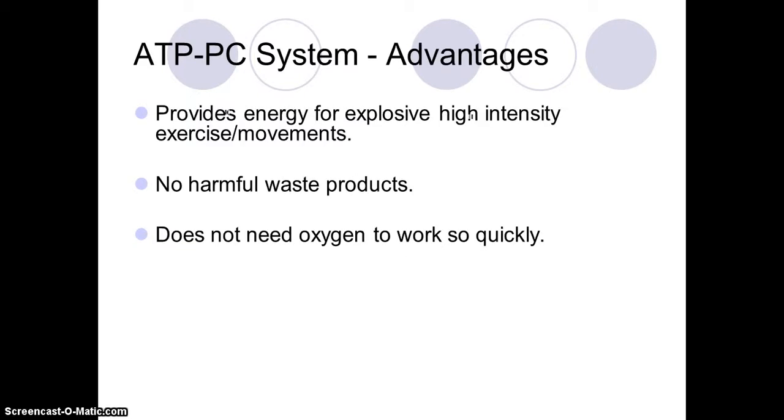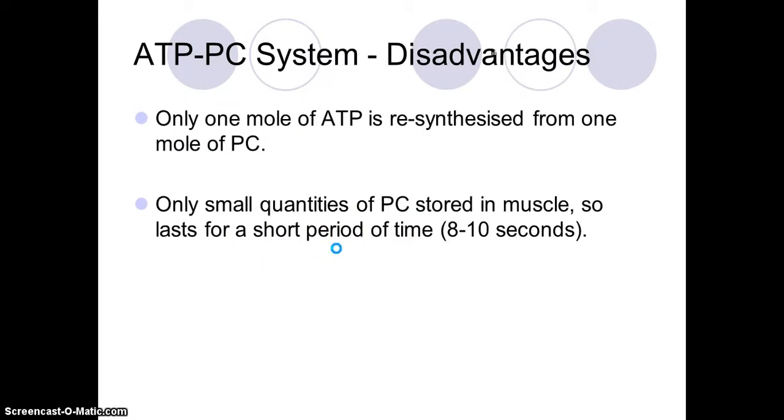Like it says there, it's high intensity, there's no harmful waste products, and it does not need oxygen to work, so it's quick. That's an advantage. A disadvantage is that we're only getting 1 mole of ATP, and when we go onto the aerobic system you'll see that we get up to 34 moles there. There's also only a small quantity of that phosphocreatine in the muscles, so it only lasts for 8 to 10 seconds.